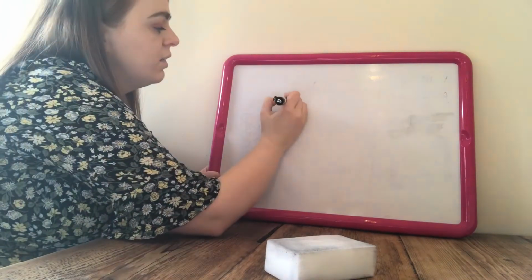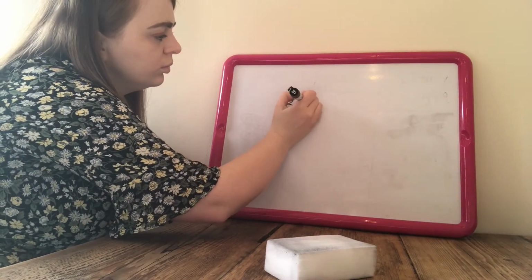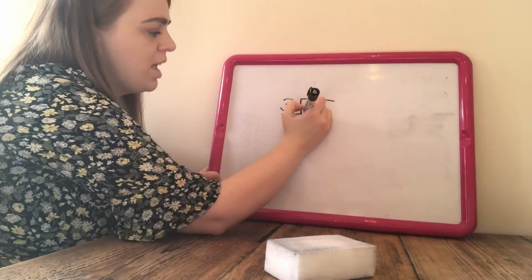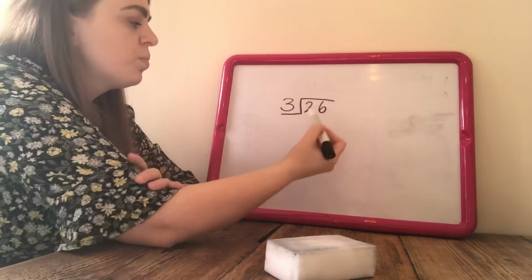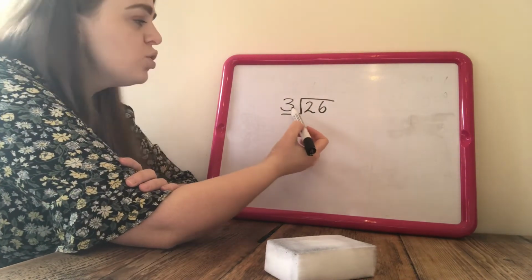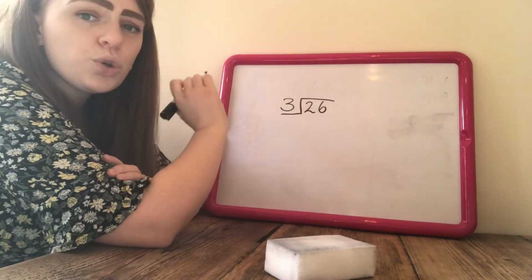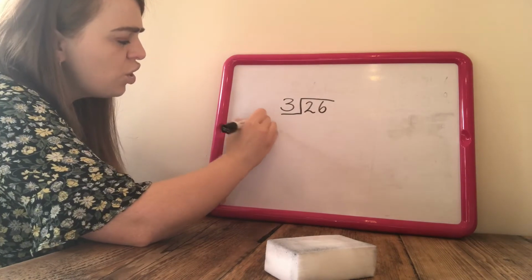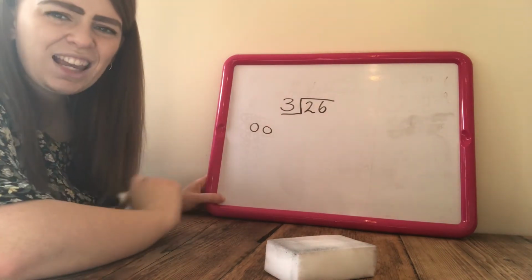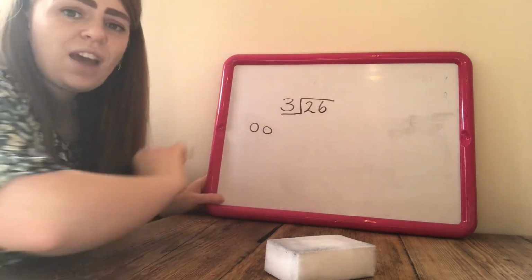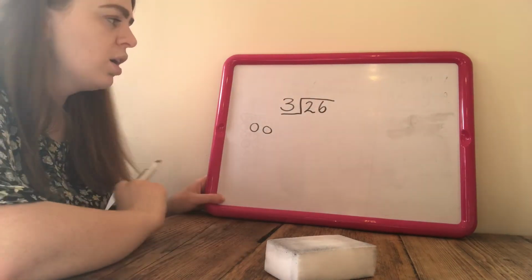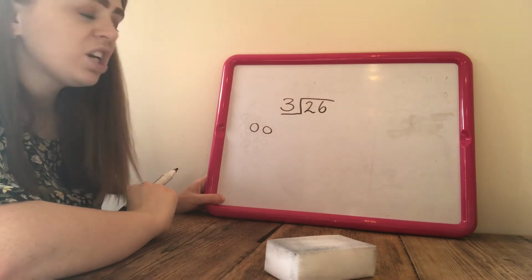Let's try 26 divided by 3. So let's look at the tens first. We want to know how many 3's are there in 2. Well, if I had 2 cookies, could I get any groups of 3 there? No, so it's 0. So I'm just going to leave it blank up there because there are no cookies for anybody if I was going to be sharing them equally.